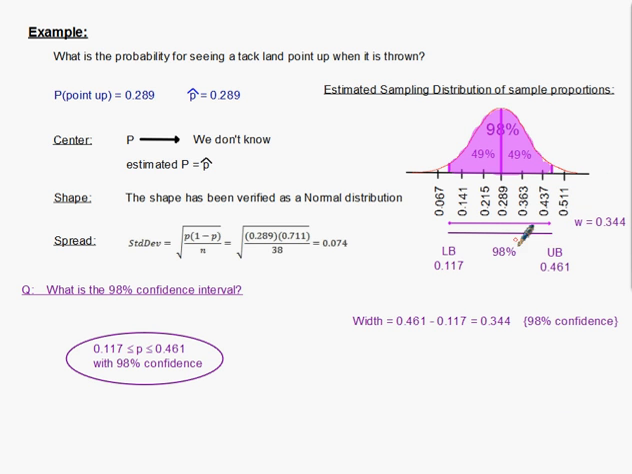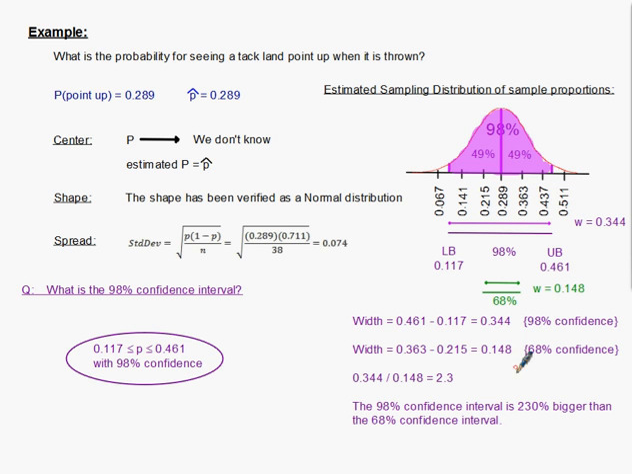So if we were to get the width of this 98% confidence interval, it's just a simple subtraction. We get 0.344. If we think back to the 68% confidence interval we got before, it would have a width of 0.148. As you would expect, the width of the 98% confidence interval is much bigger than the 68%. In fact, 2.3 times bigger, which could be thought of as 230% bigger, which is a little unfortunate.